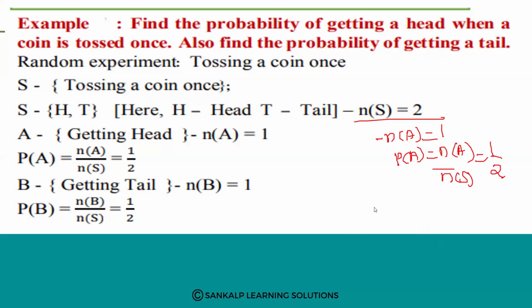Like that, getting a tail, that means here also only one tail is there, right? That means n of b is 1. So the probability of getting a tail, that is P of b, is equal to n of b divided by n of s, that is 1 divided by 2.